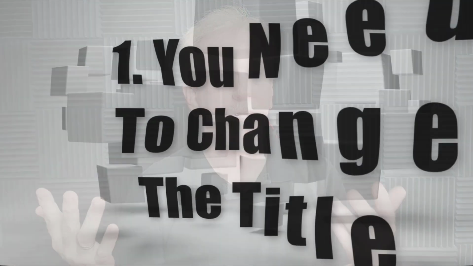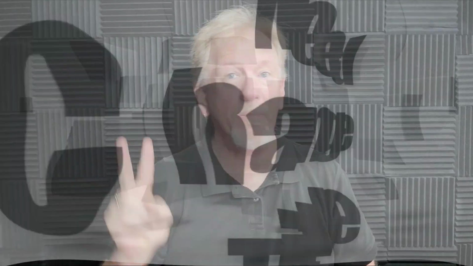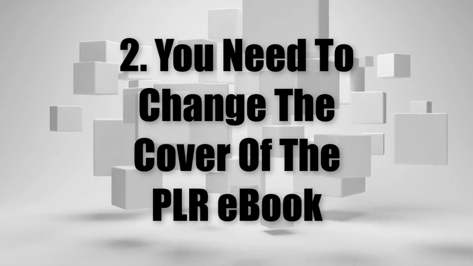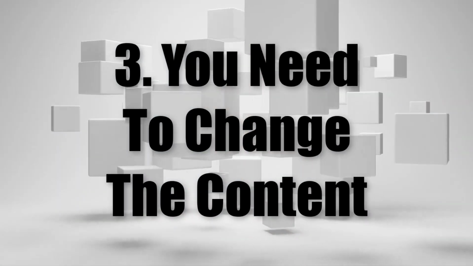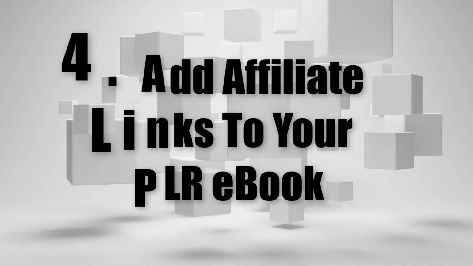Now, there really are only 4 steps when it comes to editing PLR ebooks. Number 1, you need to be able to change the title of the ebook. Number 2, you need to be able to change the cover of the ebook as well. Number 3, we need to be able to change the content. And number 4, we need to add links to our ebook. Really, they are the 4 main things you need to do. But it's the stuff that goes in between that throws people off and stops them making progress.